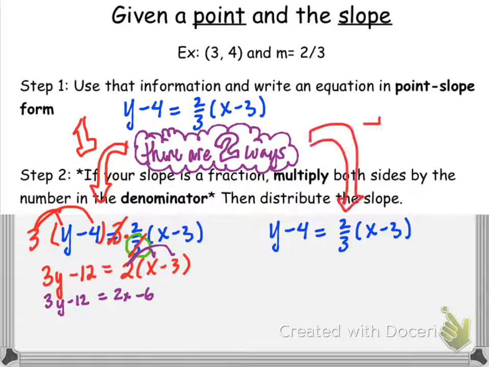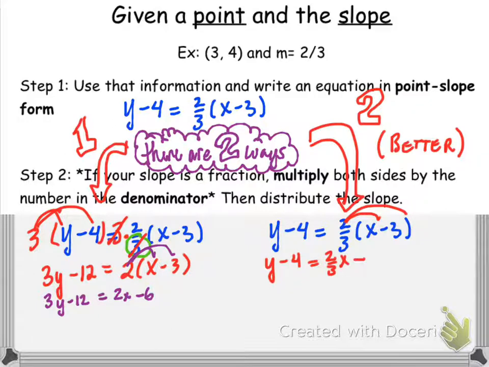Let me go over to the second way, which will get me to that same point, which, as I said, I think is better. What I do is I first distribute the 2/3. I don't mess with the left at all. I just get rid of the parentheses. That way, your first step is always the same. You're always getting rid of the parentheses. So if you're not leaving it in point-slope form, you're always starting out by getting rid of the parentheses by this distribution.